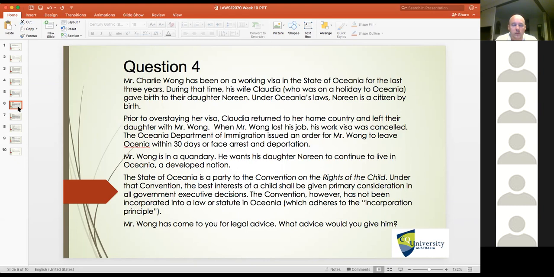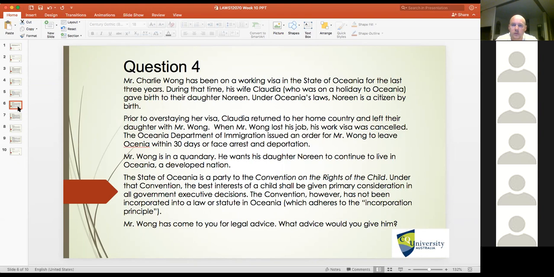Mr. Charlie Wong has been on a working visa in the state of Oceania for the last 3 years. During that time, his wife Claudia, who was on a holiday to Oceania, gave birth to their daughter Noreen. Under Oceania's laws, Noreen is a citizen by birth. Prior to overstaying her visa, Claudia returned to her home country and left their daughter with Mr. Wong. When Mr. Wong lost his job, his work visa was cancelled. The Oceania Department of Immigration issued an order for Mr. Wong to leave Oceania within 30 days or face arrest and deportation.